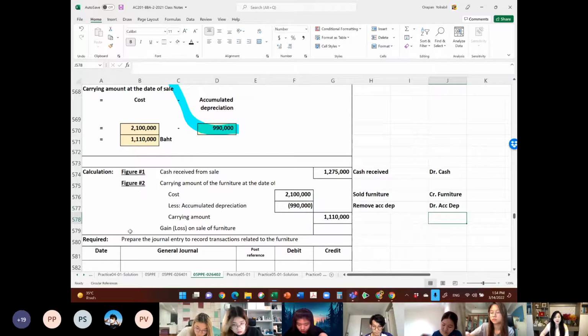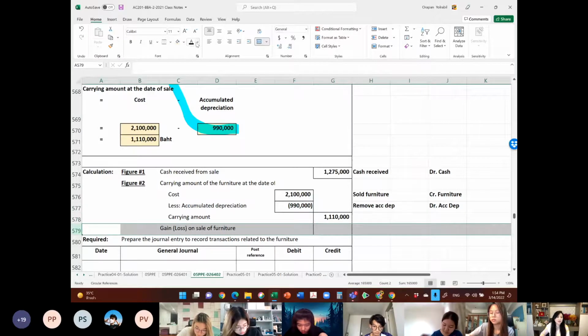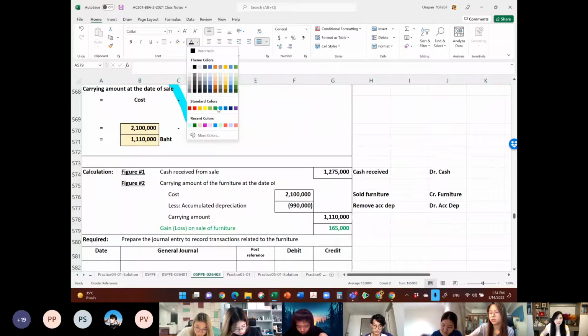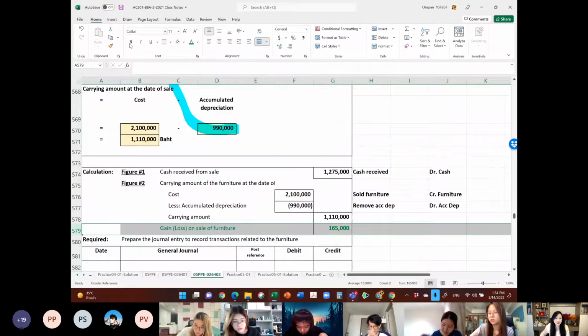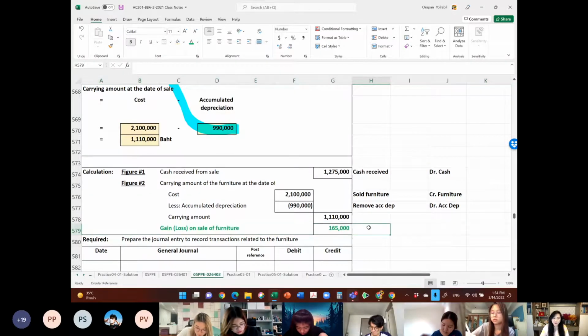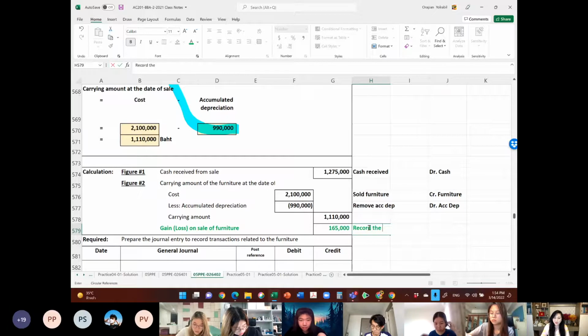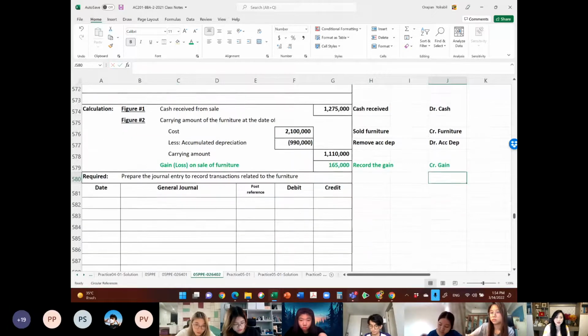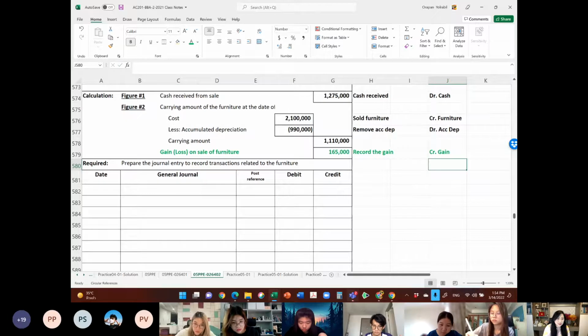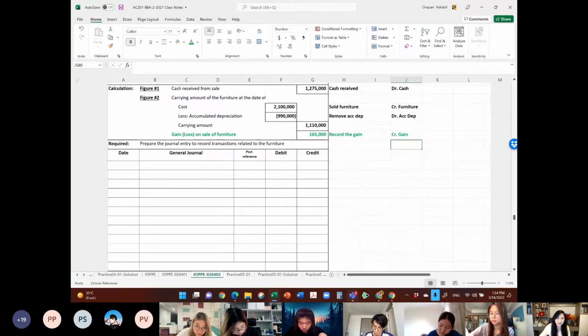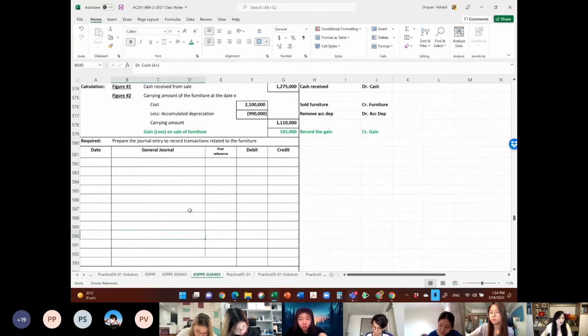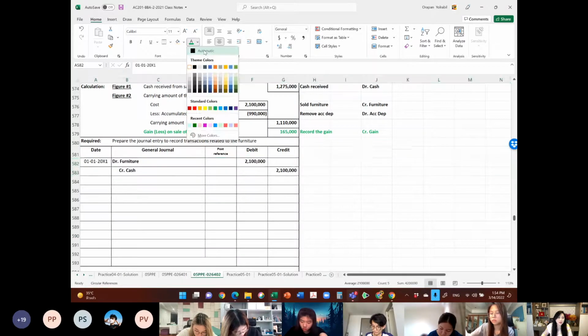So here in this case, do you have a gain or do you have a loss? You can see that you get more money than the book value. So over here, you have to record the gain by recording a credit to gain. Okay, so this is the recording for this particular case. Now that we calculated the amounts already, let me show you the recording.